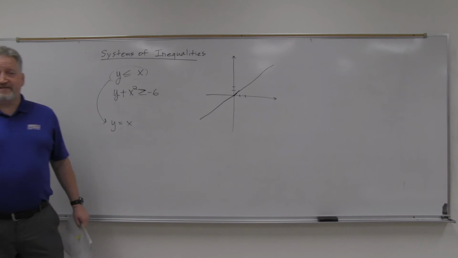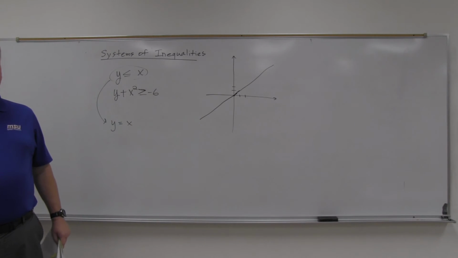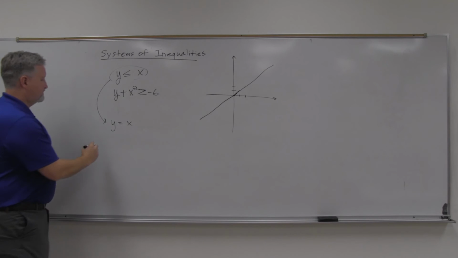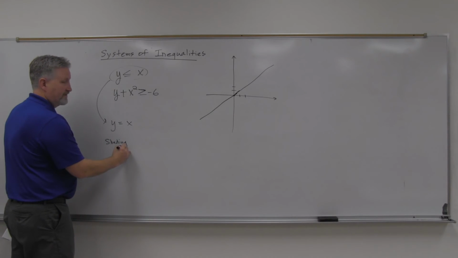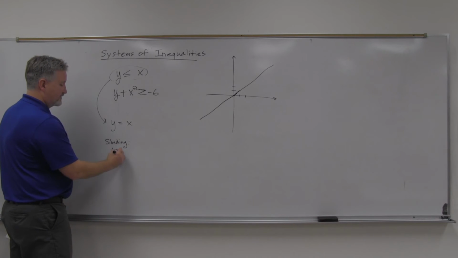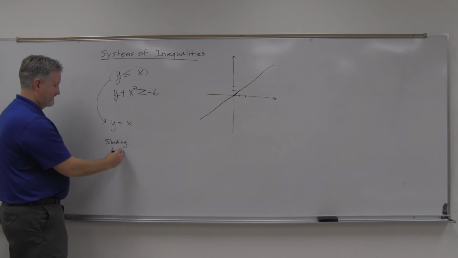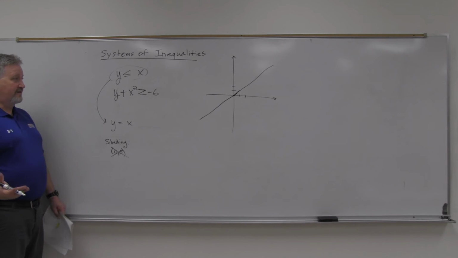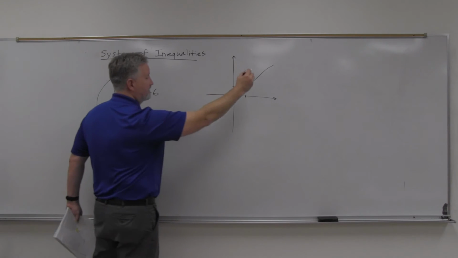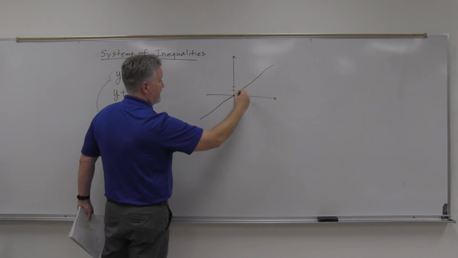Now, as far as shading this one, the 0, 0 is not a good one to check. Why not? Because it's right on the line. It's on the line, yeah. And so go to a different point, it doesn't matter. Just some point not on the line. 0, 0 is on the line, so we can't use it.